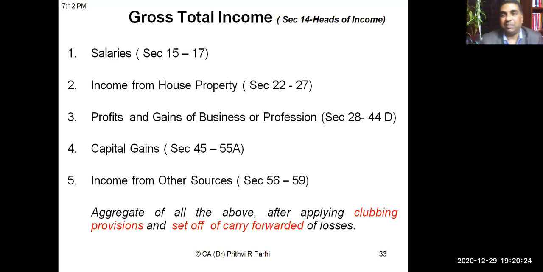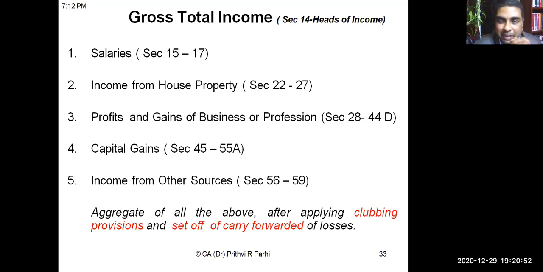Similarly, if some income is transferred to the spouse without transferring the asset, meaning the house is not transferred but the rent is transferred, let us say the husband has not transferred the house but he has transferred the rent, in that case the rent will be clubbed with the transferor's income. So these are a few examples.